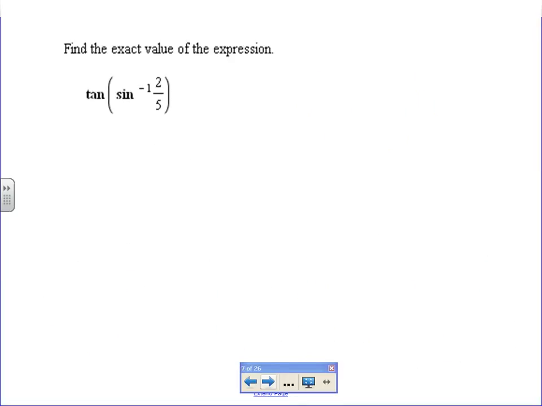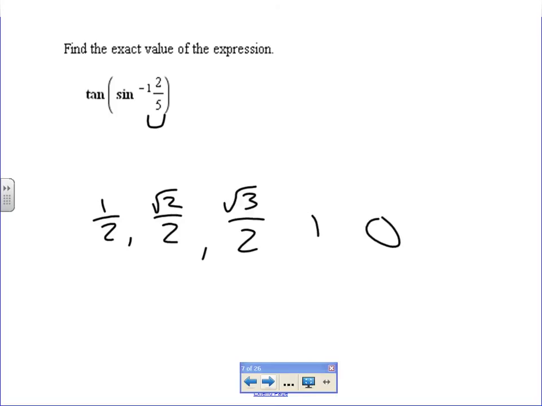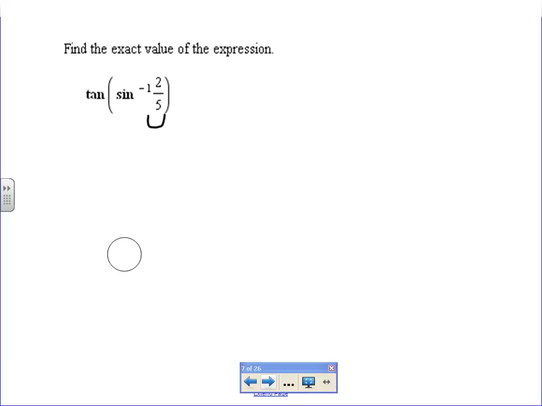Okay, now this one says we're going to find the exact value here. So we're doing the tangent of the inverse sine of 2/5. Now, the problem is we've got to think, well, where is the sine 2/5? And the answer to that is I don't know. Because that's not on my unit circle here. That's not a ratio that I know. Now, if it would have given me 1/2 or square root of 2 over 2 or square root of 3 over 2 or 1 or 0, then I would know what that would be. But I don't know if it's 2/5, so you've got to tell yourself here, when I don't know this, then I have to draw a triangle.